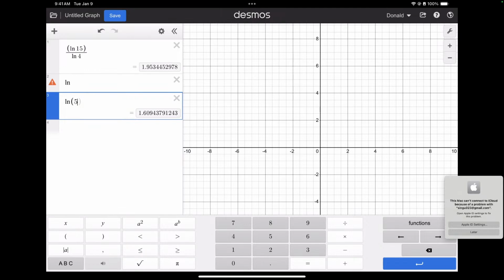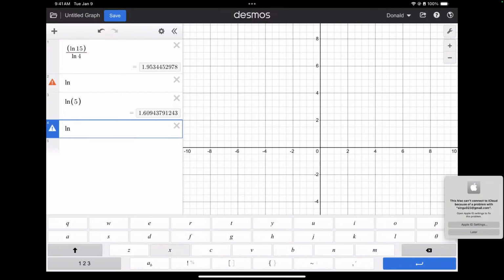ln of 1, what is ln of 1? Think. No. What's the ln of 1? You're not thinking. Who said 0? Good. Why is ln of 1 equal to 0? Because you did type in ln of x.